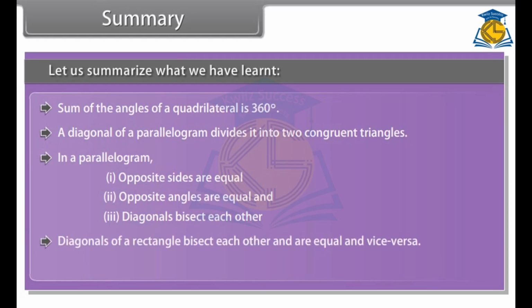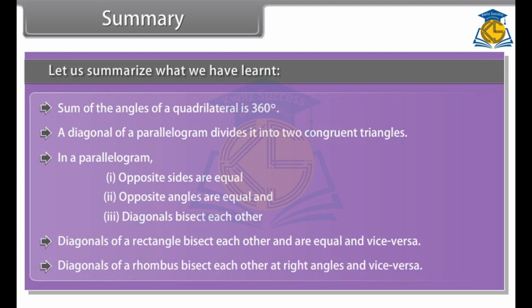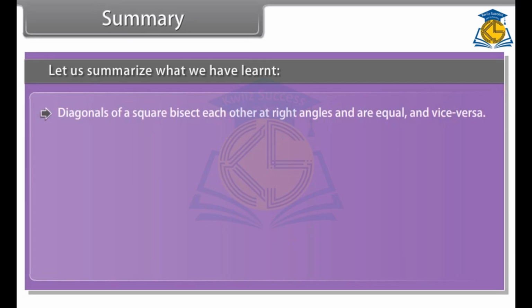Diagonals of a rectangle bisect each other and are equal, and vice versa. Diagonals of a rhombus bisect each other at right angles and vice versa. Diagonals of a square bisect each other at right angles and are equal and vice versa.